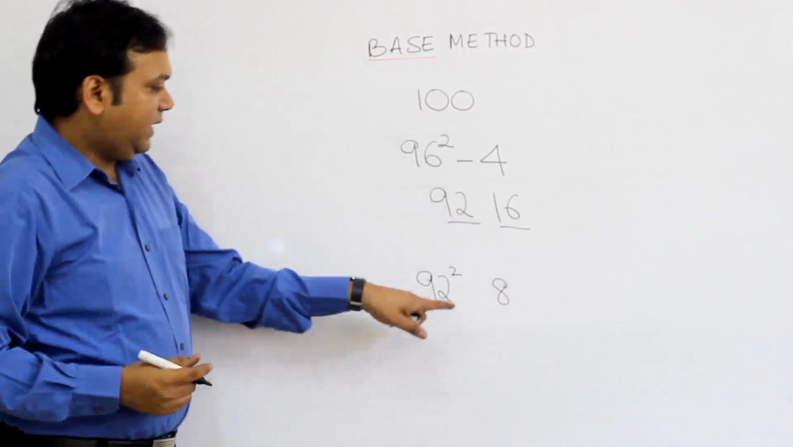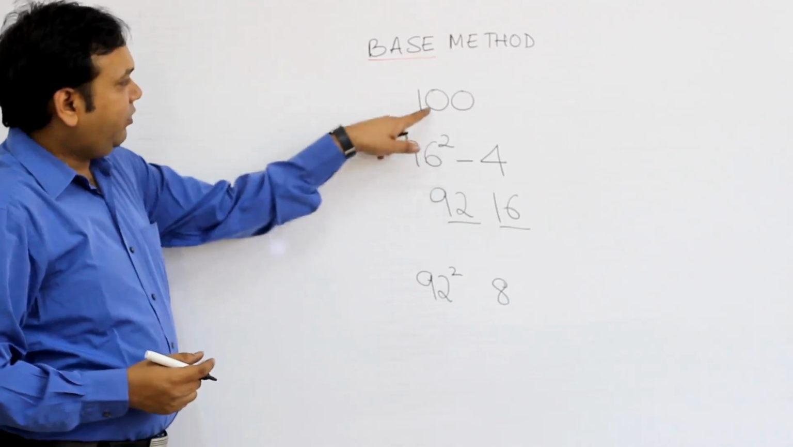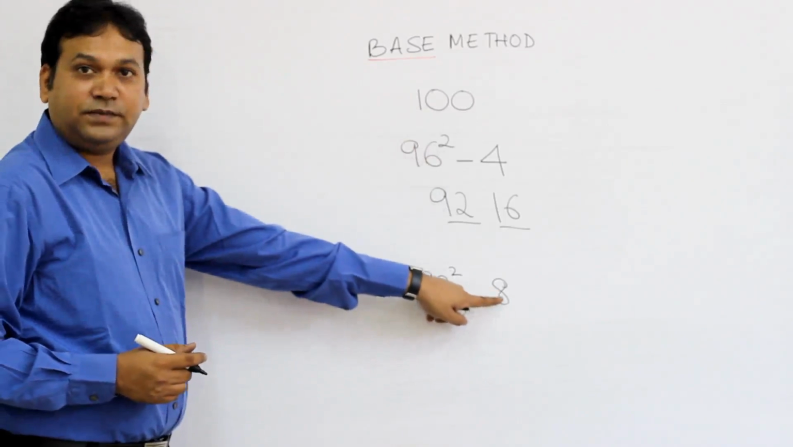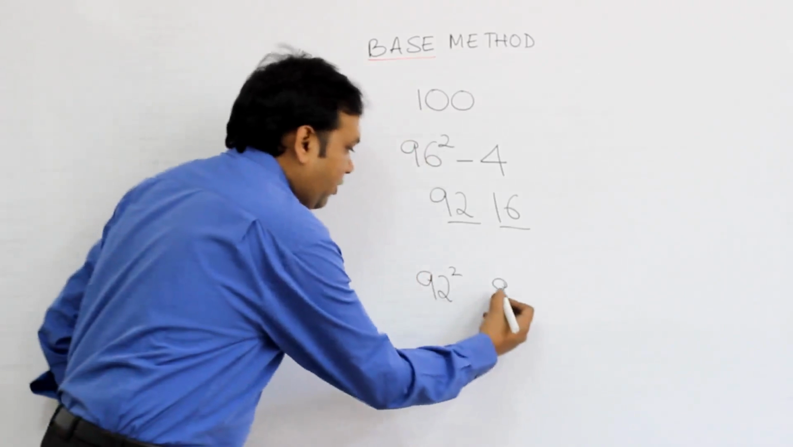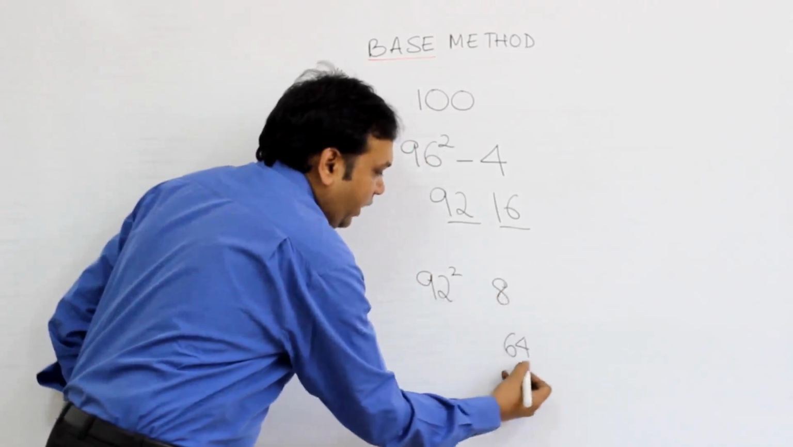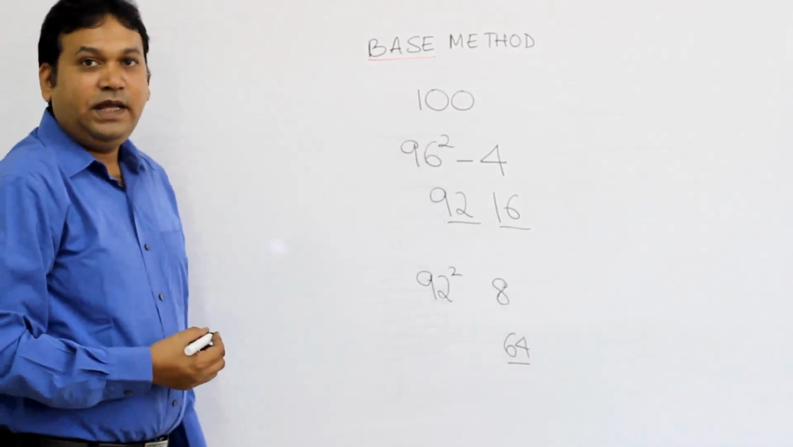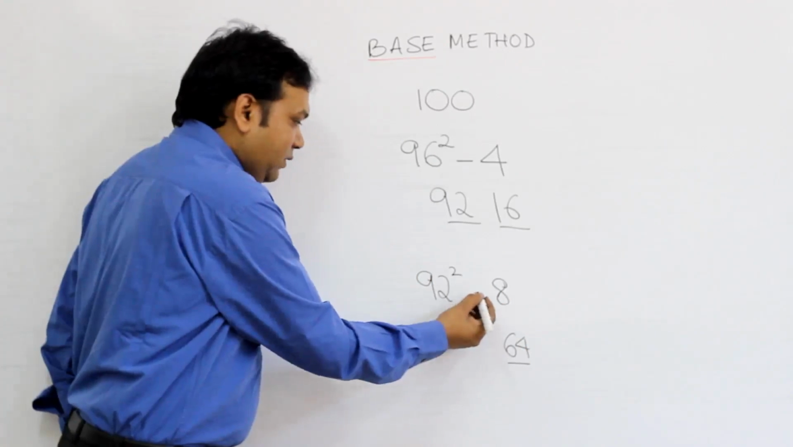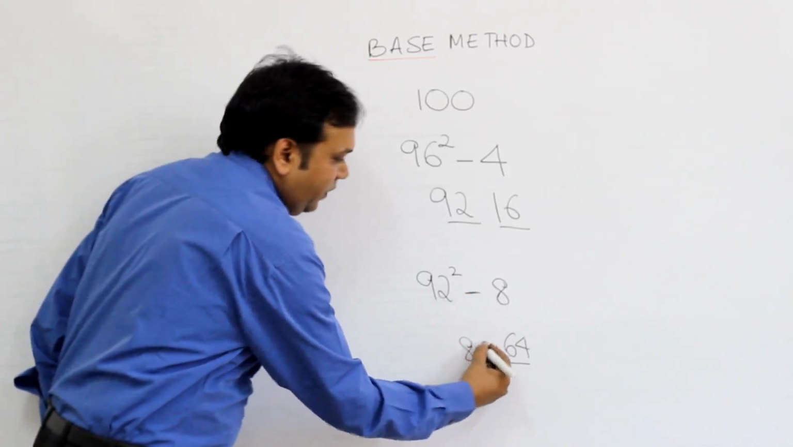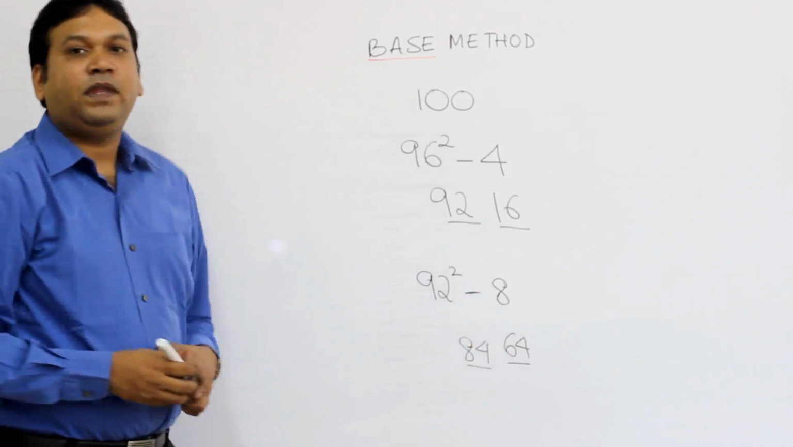As you can see, the difference between 92 and 100 is 8. So what will be our first step? 8 square, 64. Very simple. And what will be the next step? 92 minus 8, 84. So 8464.